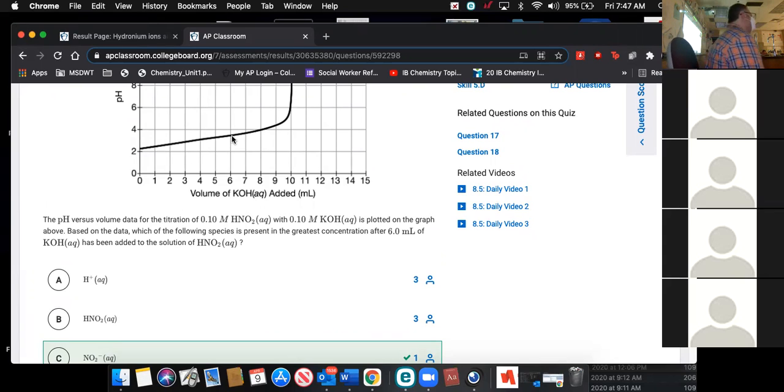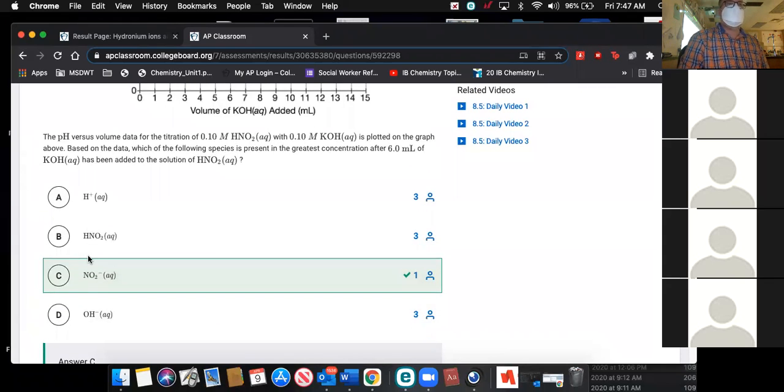HNO2 is the nitrous acid. What's happening to the nitrous acid as we titrate? It's going away. We're getting NO2 negative instead of HNO2. When is the HNO2 its highest? At the start. When is the H plus at its highest? At the start, even though this is not a strong acid, so it's not going to dissociate completely. But as it does get pulled out, more and more is going to dissociate, right? That's that whole equilibrium thing. So we know it's not A or B.